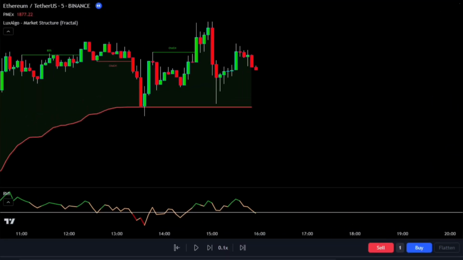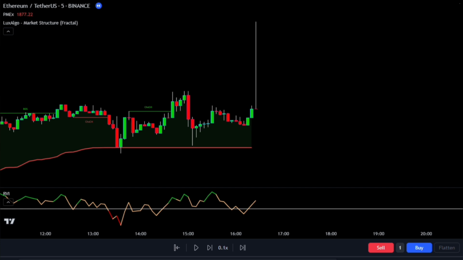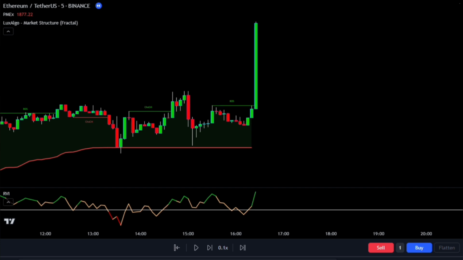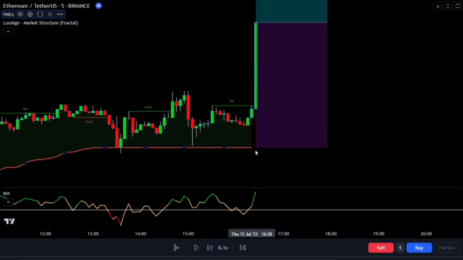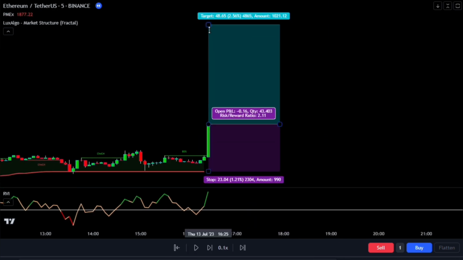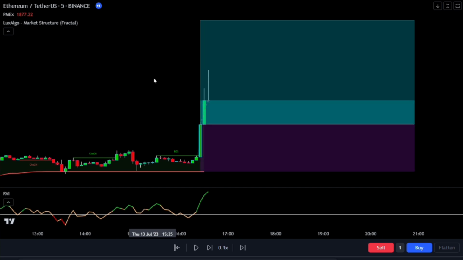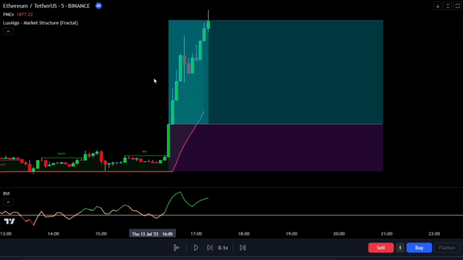Now, let's talk about a long trade example. We noticed that the market structure provided us with a green boss signal after the chalk signal, and the RVI indicator confirmed this by closing below the middle line within a specific period. Overall, it seemed like the market was in a bullish trend. And guess what? This trade also turned out to be successful.